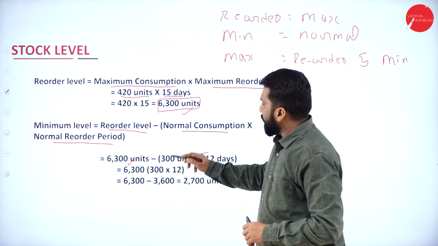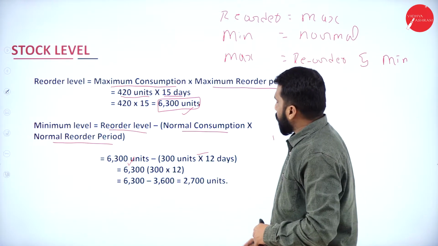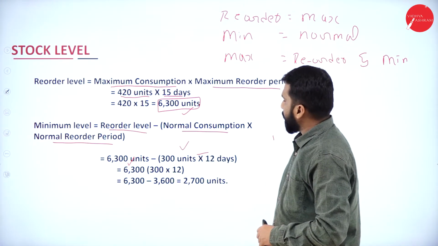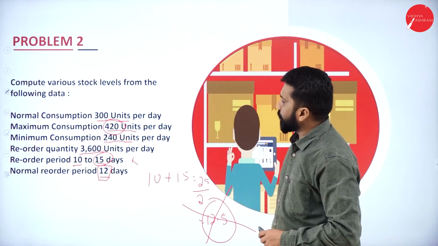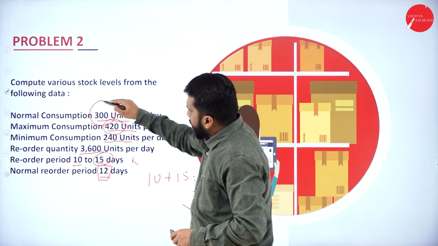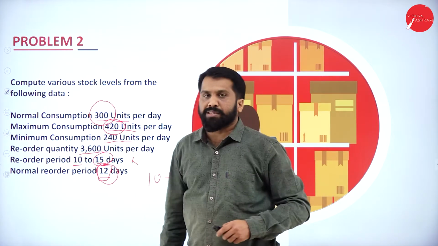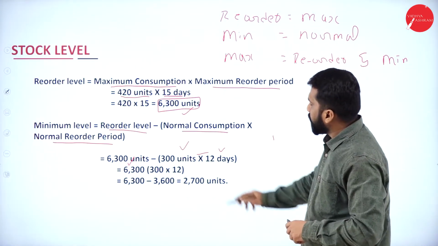6,300 minus your normal consumption into normal reorder period. What is the normal consumption? 300. What is the normal reorder period? 12. Where is it? I'll go back to your question. Normal consumption is 300, normal reorder period is 12. Everything is given in the question. We just have to simplify.